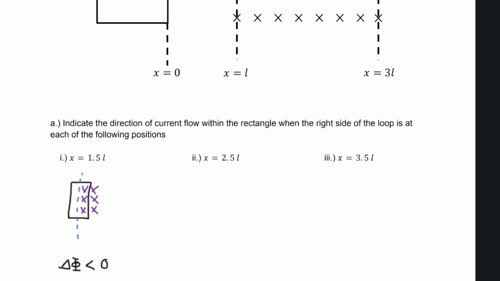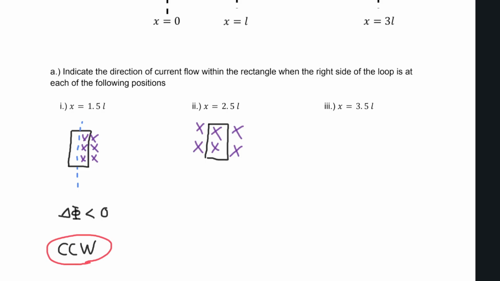X equals 2.5 L. So the loop is fully in at 2, and then it starts to exit at 3. So this represents when the loop is fully in the magnetic field, and it has not exited yet. There's still magnetic field on both sides of the loop at this point. And even though there is flux through the loop, there's no change in flux, so the loop is happy, so to speak, at this point. There's no flux change, so this would be zero current.